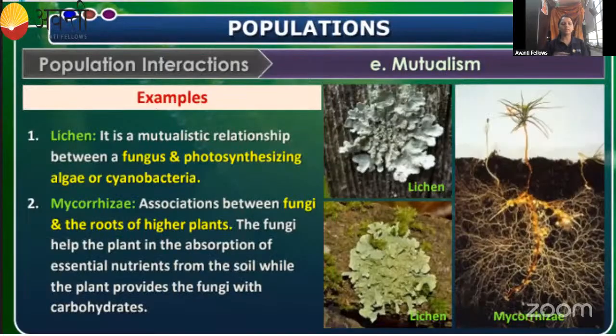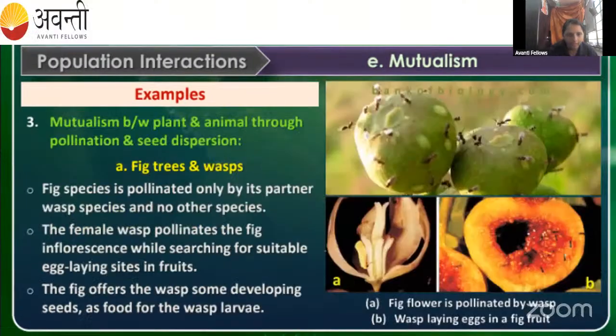Then coming to the mutualism, where both the organisms are going to be benefited, plus and plus. Okay, so here the example is lichen. Lichen is an association between the fungus and the algae. So both are going to be benefited here. And coming to the mycorrhiza, where fungi are attached to the roots of the higher plant. So here the fungi help in the absorption of essential nutrients and water. So what will happen? The plant is going to give shelter for the fungi. Okay. So you can remember that. And also carbohydrate for the fungi.